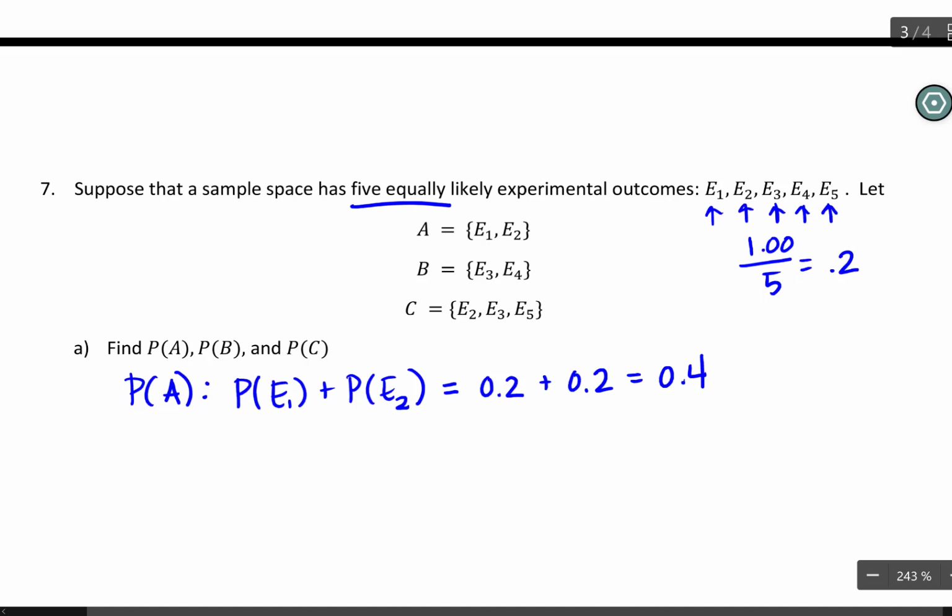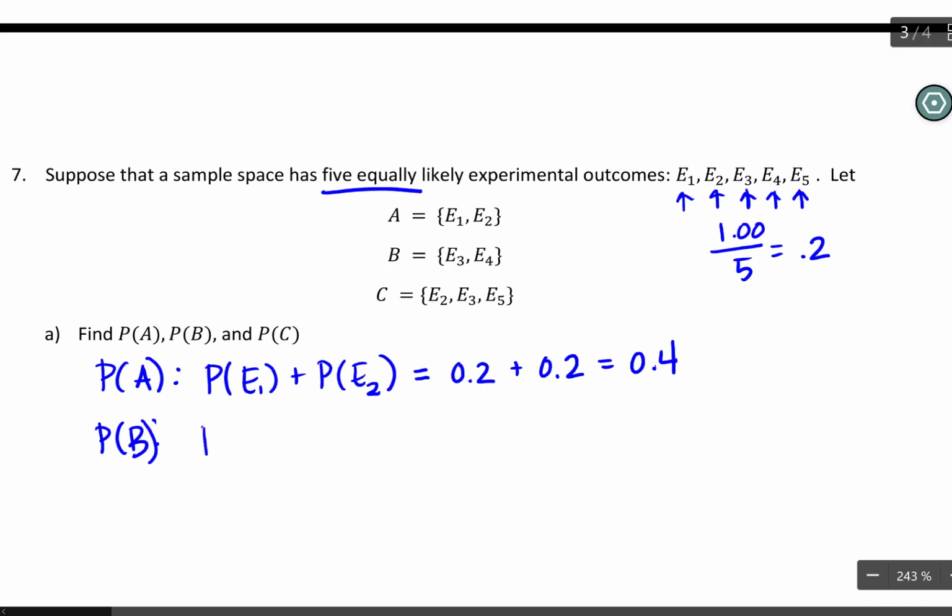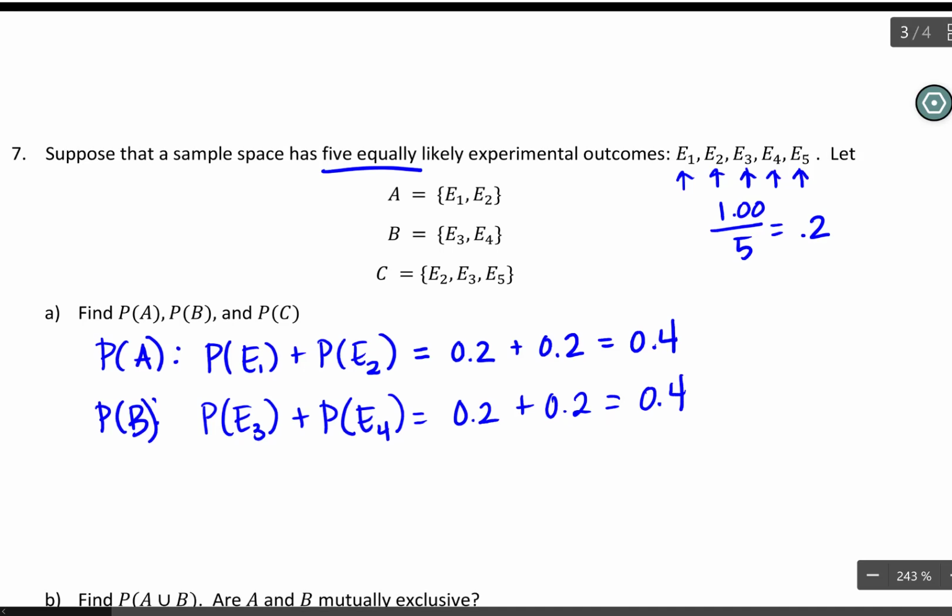Total probability of A is 0.4. Then move on to the probability of B. So again, we will add up the probability of each individual outcome, or the probability of outcome 3 and outcome 4. Again, we have 0.2 plus 0.2 for a probability of 0.4.